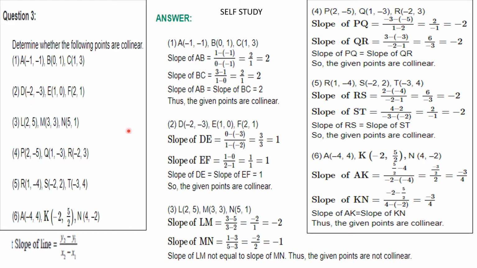Second example, coordinates of D, coordinates of E and coordinates of F are given. Slope of line DE, x1, y1, x2, y2. Ratio of difference in y coordinates to difference in x coordinates, y2 minus y1 upon x2 minus x1. So 3 upon 3, that is 1. Slope of line EF is 1. So slope of line DE is equal to slope of line EF, which is 1. So points are collinear. Likewise, solve all 6 examples to get collinearity of points.